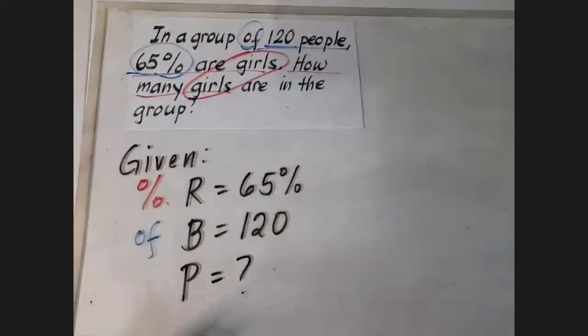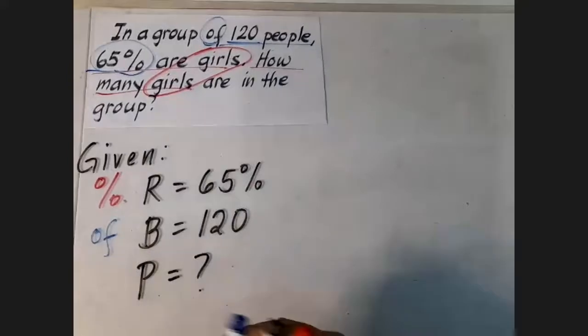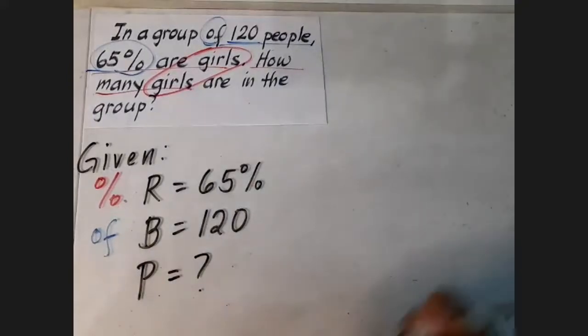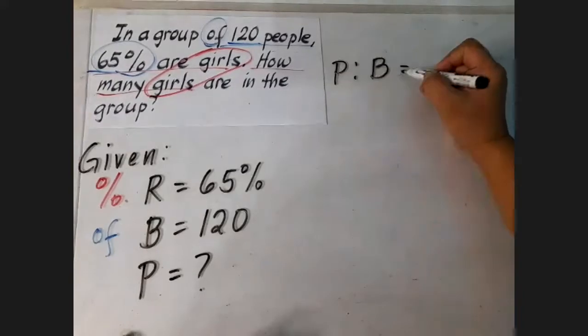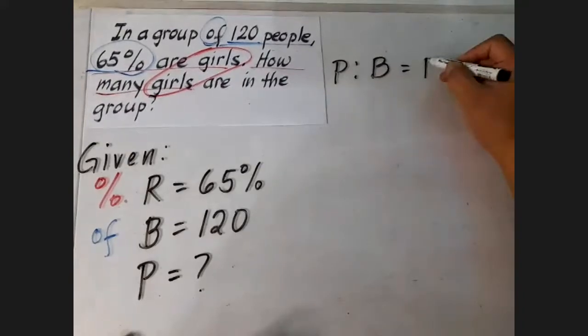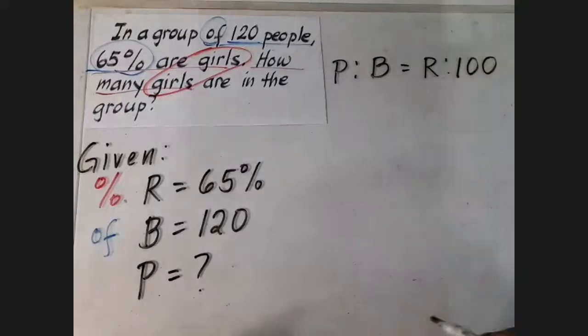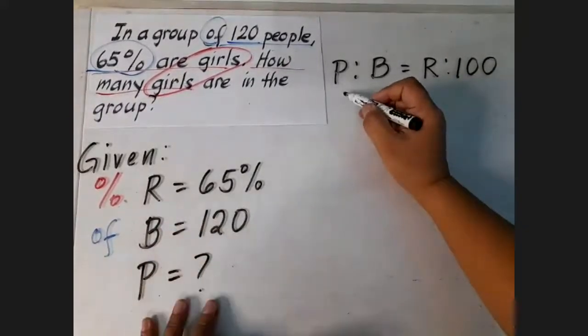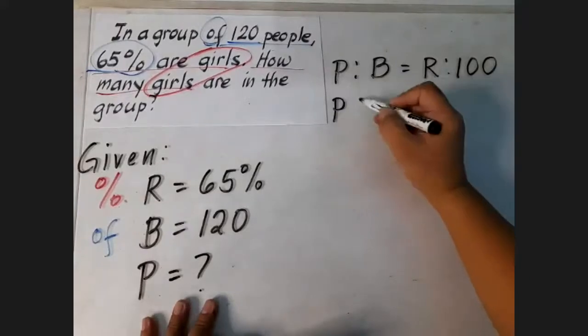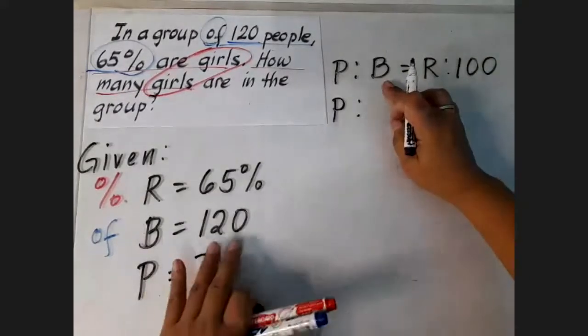So, let's solve this one using our working equation. P is to B equals R is to 100. Then we substitute for the values ng PRB. P, question mark, so that's P. Yung base natin, that's 120.